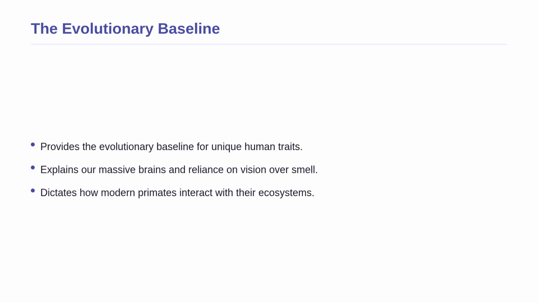Understanding these defining traits naturally leads us to ask why they matter so much to scientists today. The answer is that primate characteristics provide the evolutionary baseline for everything that makes humans unique. If we want to understand why humans have such massive brains, why we rely so heavily on vision rather than smell, or why we have such complex social structures, we must first look at our primate heritage. In the real world, these characteristics also dictate how modern primates interact with their ecosystems, such as dispersing seeds through fruit consumption or navigating fragmented forests.